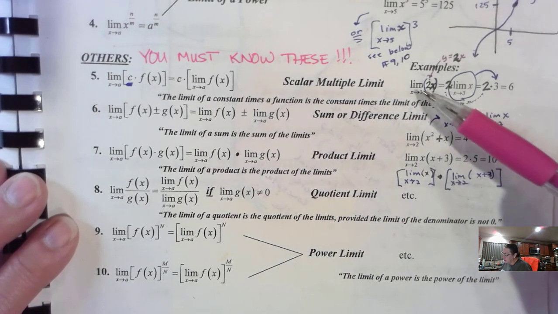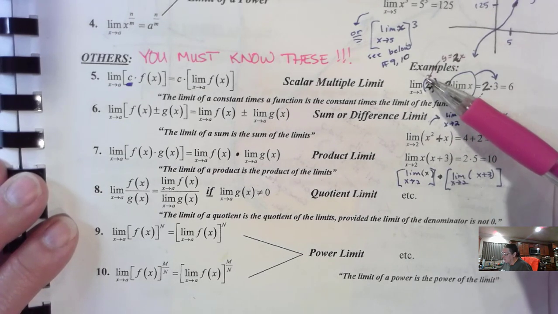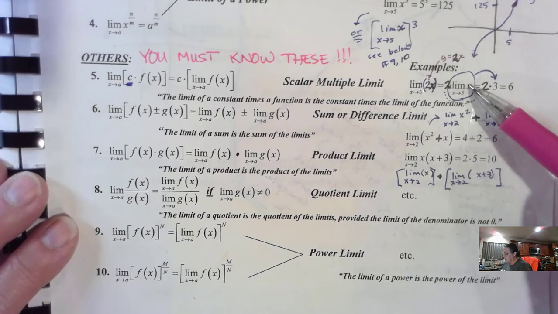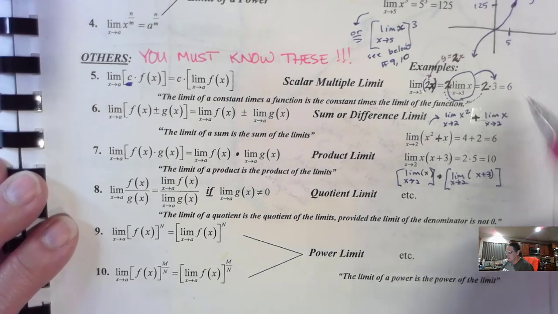Look at the example. The limit as x goes to 3 of 2x. This 2 is a constant multiple. I can bring it out. And now I have 2 times the limit as x goes to 3 of x. This is the identity function. As x goes to 3 of x, this value is 3, that limit, times 2 is 6.